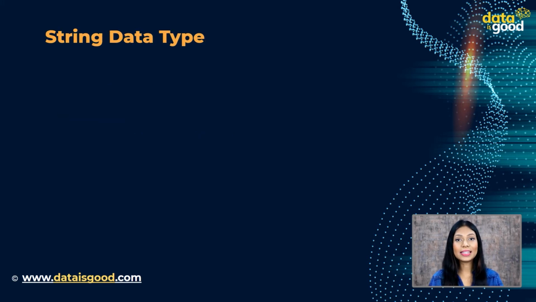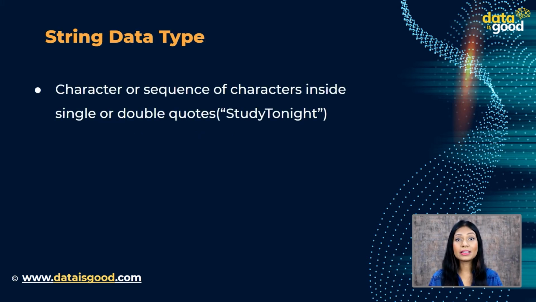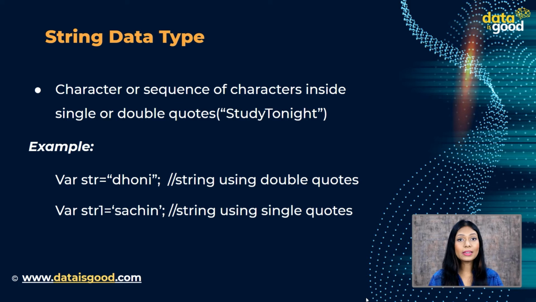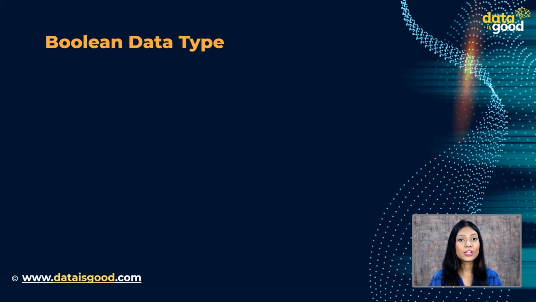JavaScript string data type. Whenever we write a character or sequence of characters inside single or double quotes, then it becomes a string. For example, "study tonight". We can use both single or double quotes to create string type values. Example: var string = "Dhoni"; string using double quotes. var string1 = 'Sachin'; string using single quotes.